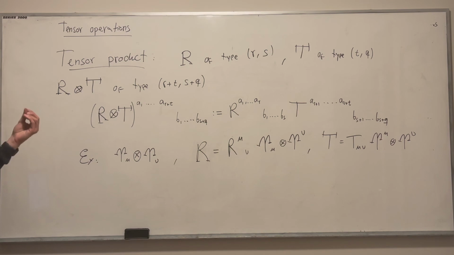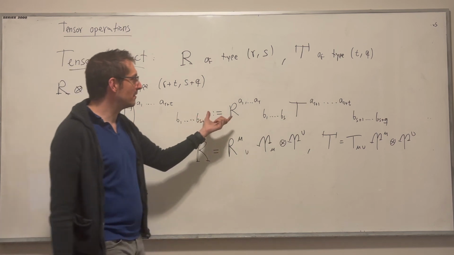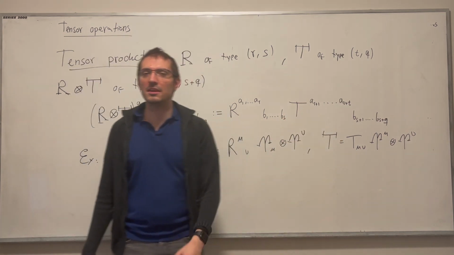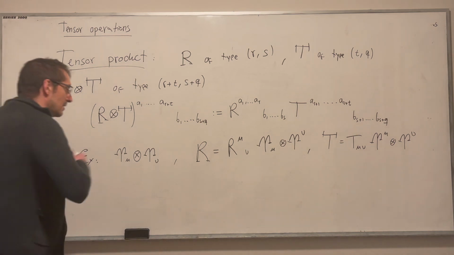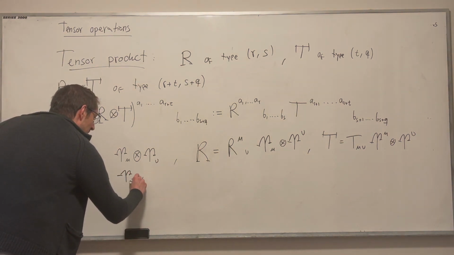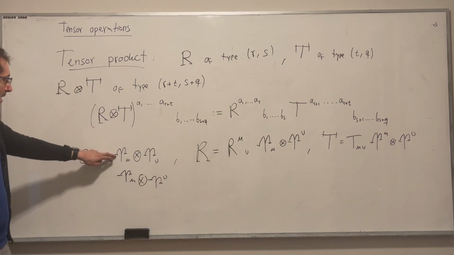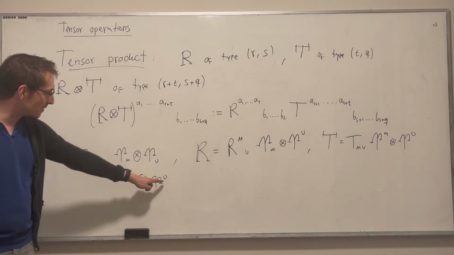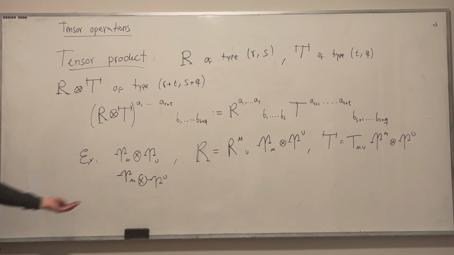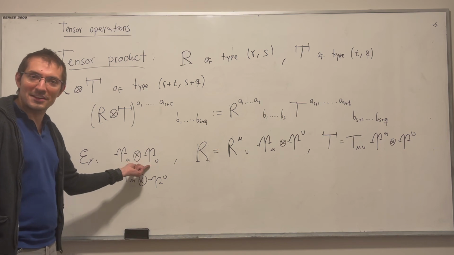We define the components in a given basis as follows. The components of the tensor product are made by simple multiplication of the components of the individual tensors. I have a couple of examples here of tensor products of elements of the basis. If epsilon sub mu is an element of the basis of the tangent vector space, and epsilon super mu is an element of the basis of the cotangent vector space, the tensor product would be a basis for the tensors of type (1,1) in here, and type (2,0) in here.